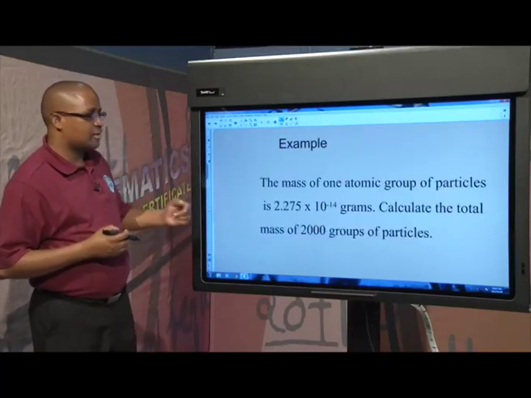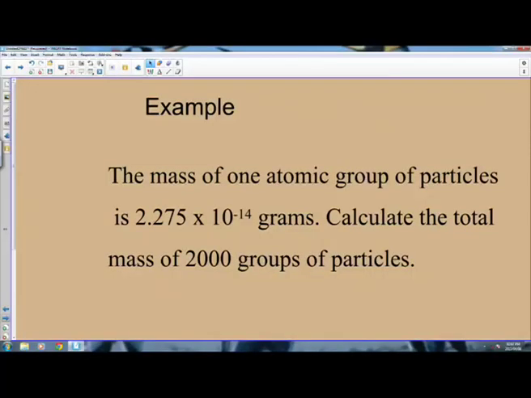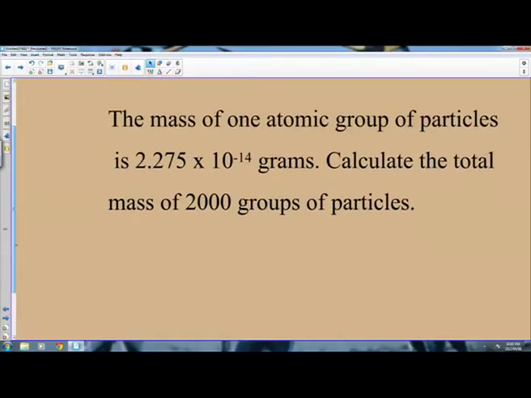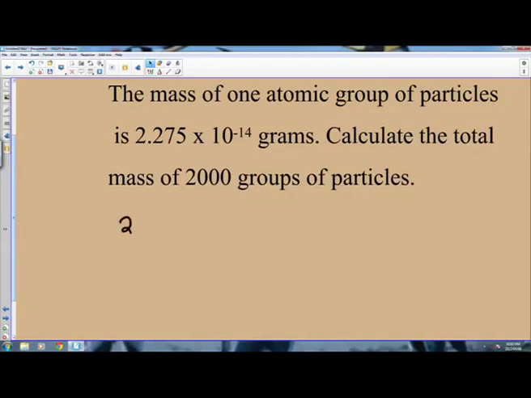Let us have a look at another example. It says the mass of one atomic group of particles is 2.275 times 10 to the power negative 14 grams. Calculate the total mass of 200 groups of particles. So it says the mass of one is 2.275 times 10 to the power negative 14. Now, what about 200 groups of particles?